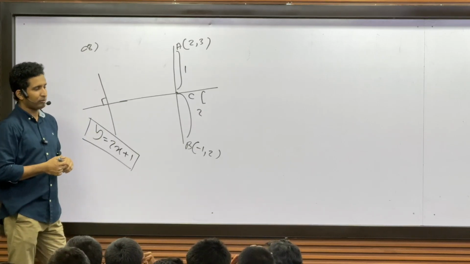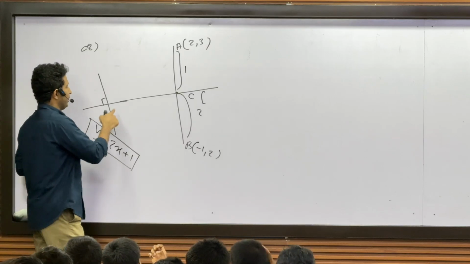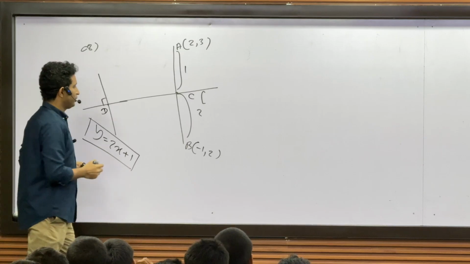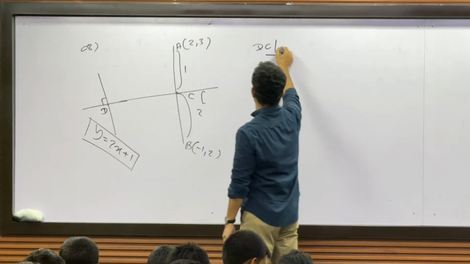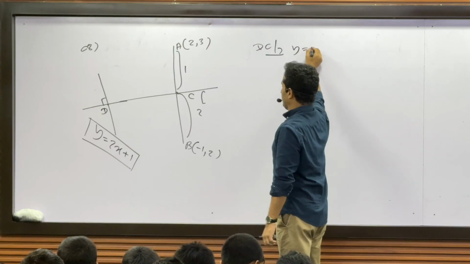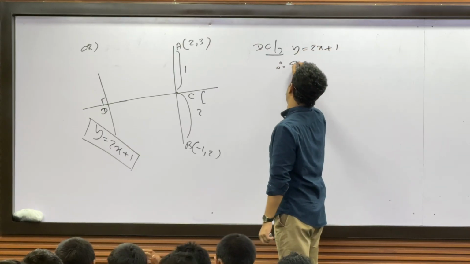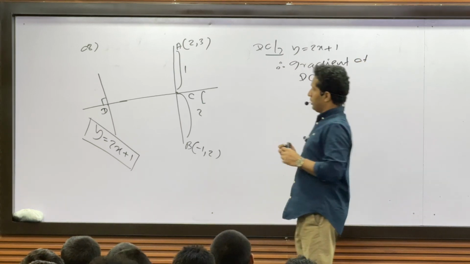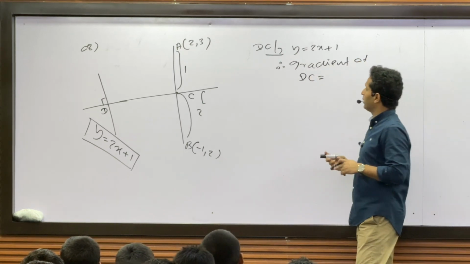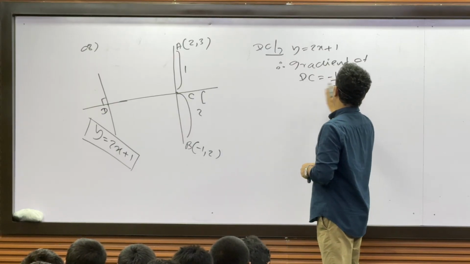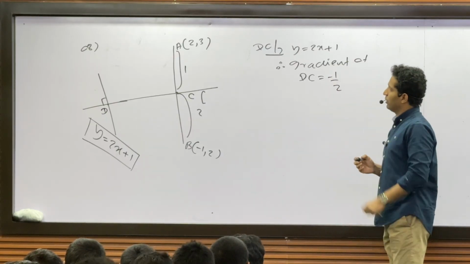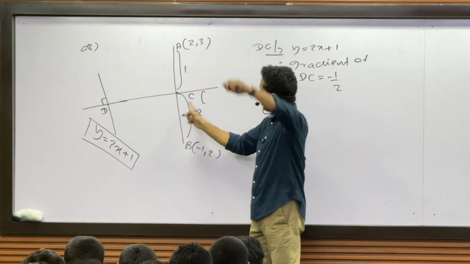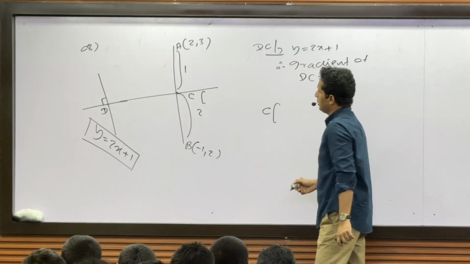You can get it straight away. Okay, if this point is D, you can say DC is perpendicular to y equals 2x plus 1. Therefore the gradient of DC equals the negative reciprocal of this one, that is minus half. Gradient of DC equals minus half. Now we can find what C is. You know that C is the point where AB is divided in the ratio 1:2. Then you can find C.